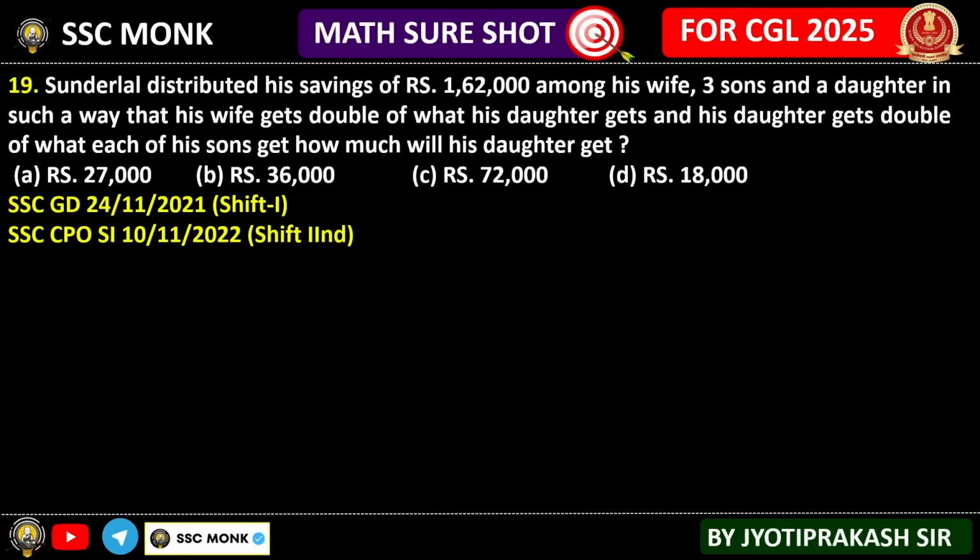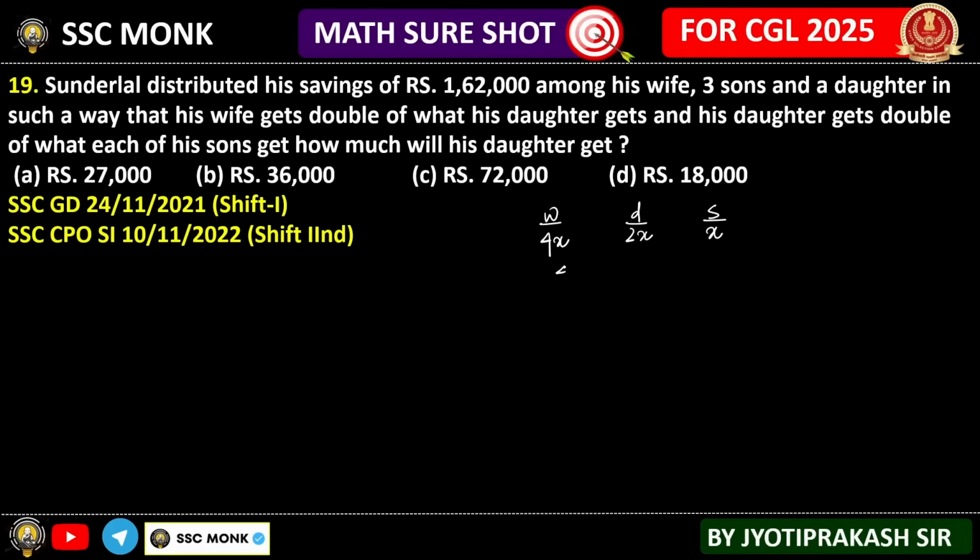Next. Sundar Lal distributed his savings of 1,62,000 among his wife, 3 sons, and a daughter in such a way that his wife gets double of what his daughter gets, and his daughter gets double of what each of his sons gets. How much will his daughter get? Now, let's say son gets X amount. Daughter will get twice of that. Whatever the daughter gets, wife will get 2 times that.